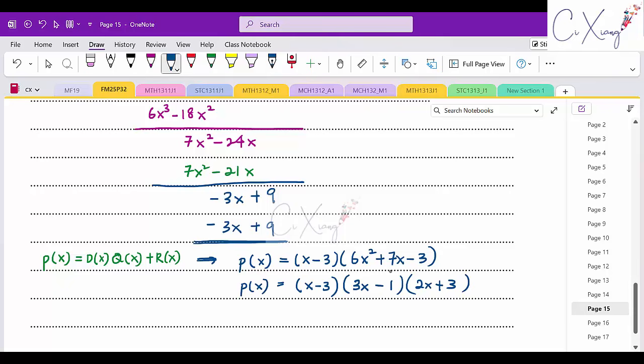Okay, then you can see that now my polynomial is in 3 simplest brackets, and it cannot be further simplified or factorized anymore. So this is actually the answer for part B, where we factorize the polynomial completely. Okay, then let's continue to part C.